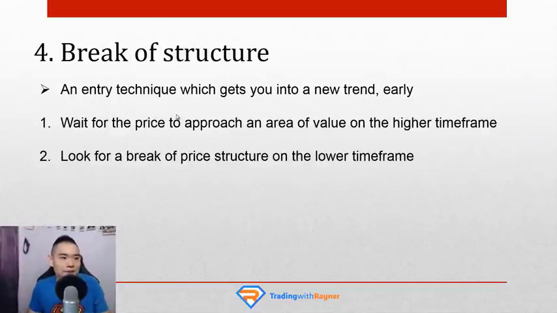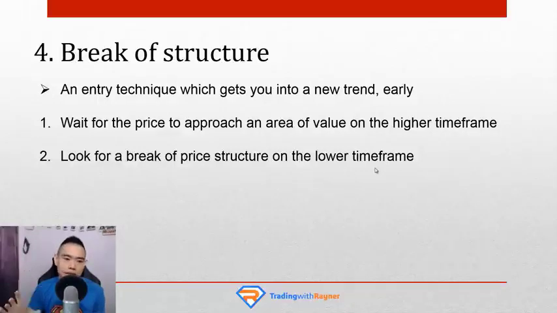Number 4, the break of structure technique. This is an entry technique which gets you into a new trend early. What you want to do is wait for the price to approach an area of value on the higher time frame. An area of value could be things like support resistance, trend line, trend channel, moving average. These are all areas of value on your charts. And then you want to look for a break of price structure on the lower time frame.